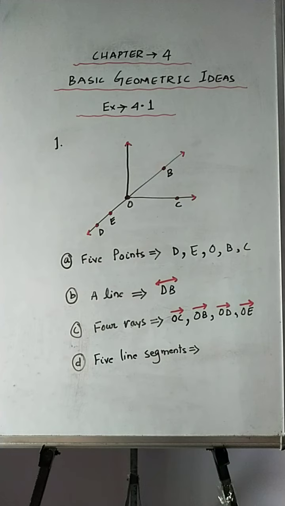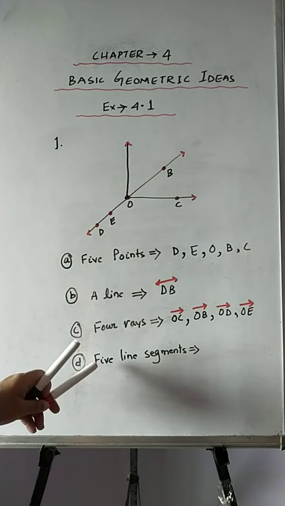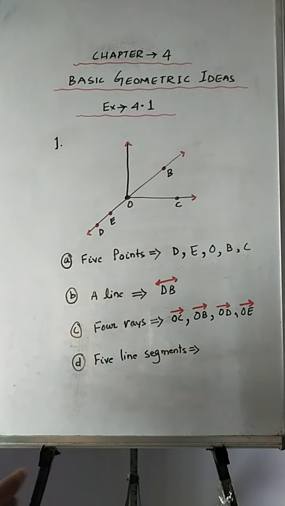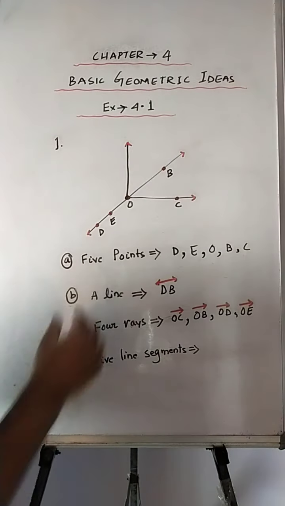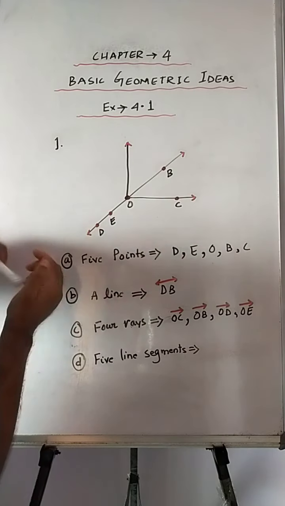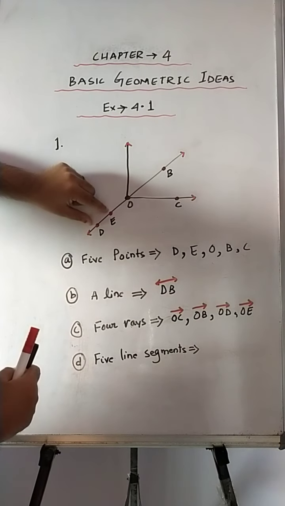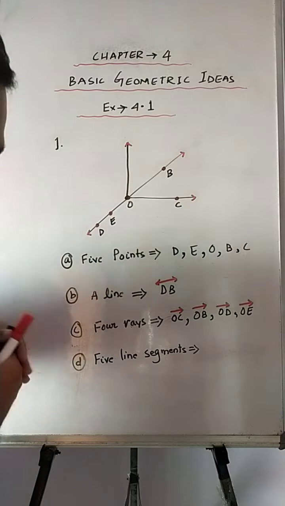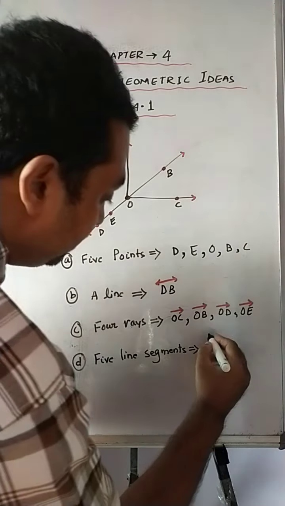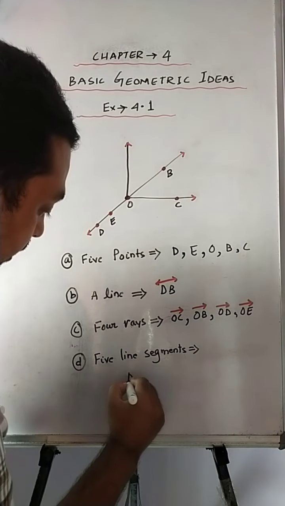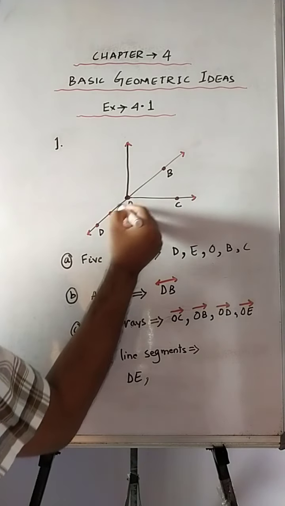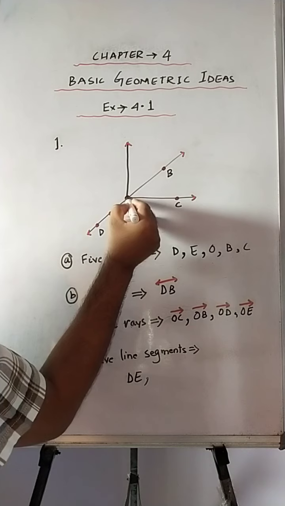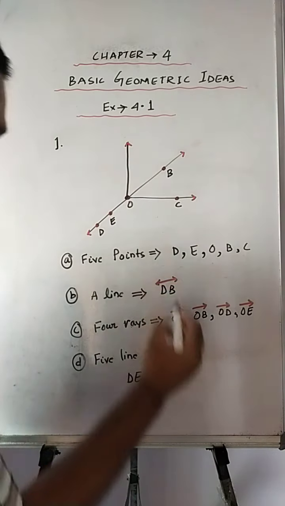Students, now let's move on to part D. You have to name 5 line segments. So what is a line segment? Starting point, ending point. So see, DE. This particular part you can measure. Starting point, ending point, so we can write DE. 5 line segments you have to write, students. DE, so this is one. OE also is a line segment, starting point, ending point.